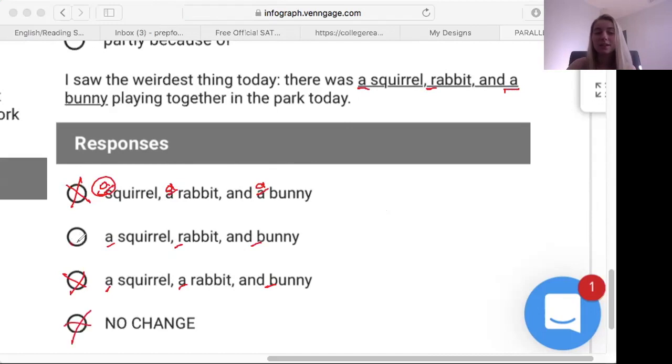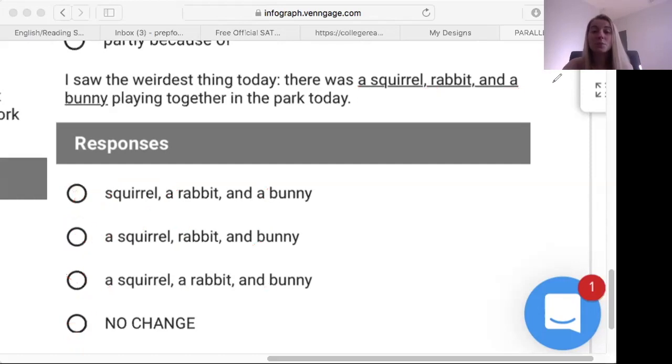So it kind of boils this down to this one because now "a" at the beginning is fine as long as you have no "a" in the others. You could either have an "a" in all or only an "a" in the first one, which is why "a squirrel, rabbit, and bunny" would be perfect because essentially you could distribute the "a" to all portions of the sentence and that would just work as fine as well. So in this case, that would be our correct answer.